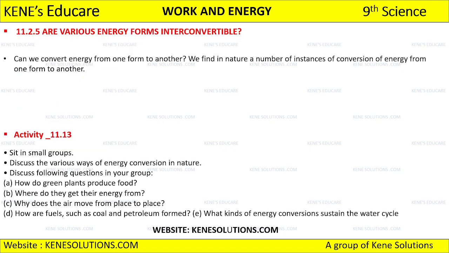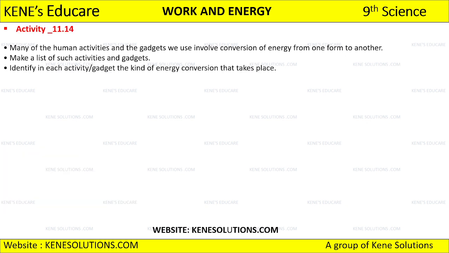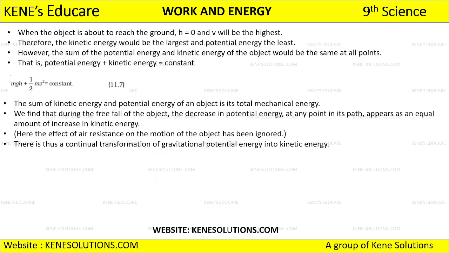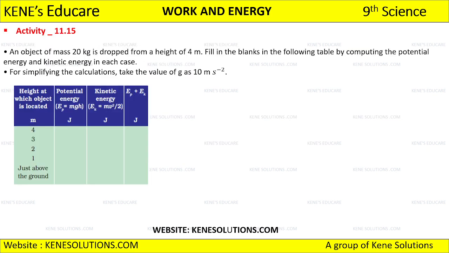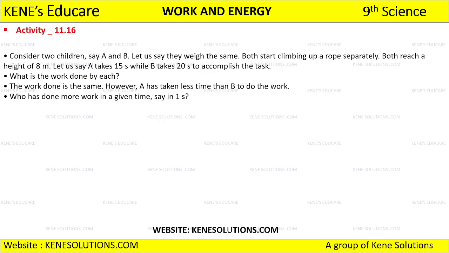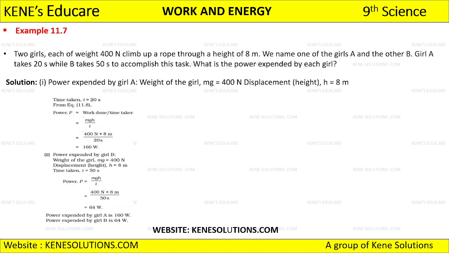So after this we have the other thing to discuss, that is, various forms of energy, whether they are interconvertible or not. I'm going to start with this in the next part, but make sure you all revise whatever we have studied. After this we have activity 11.4 that we will be discussing. Then we have the law of conservation of energy to discuss. After the law of conservation of energy we have activity 11.5. Then we have rate of doing work, which we'll be discussing. Then we have activity 11.6 in detail, which we'll be studying.